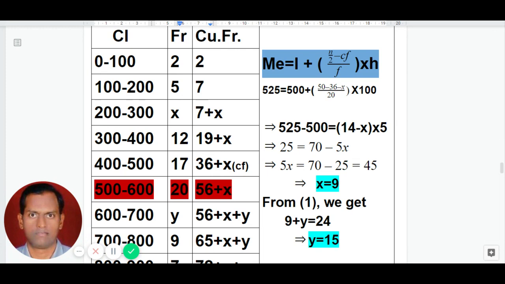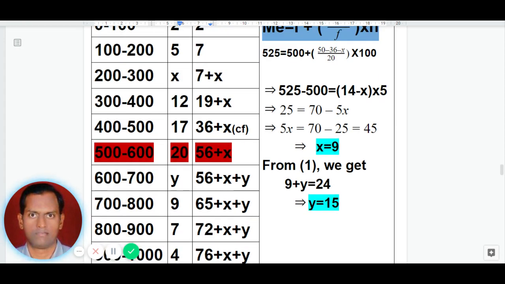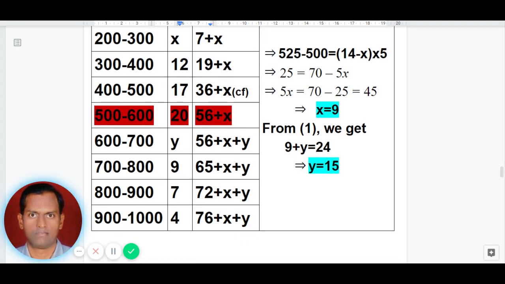Now, cumulative frequency. We already told you, write this 2 as it is. 2 plus 5 is 7. 7 plus x is 7 plus x. 7 plus x plus 12 is 19 plus x. 19 plus x plus 17 is 36 plus x. 36 plus x plus 20 is 56 plus x. 56 plus x plus y. 56 plus x plus y plus 9 is 65 plus x plus y. 65 plus x plus y plus 7 is 72 plus x plus y. 72 plus x plus y plus 4 is 76 plus x plus y.